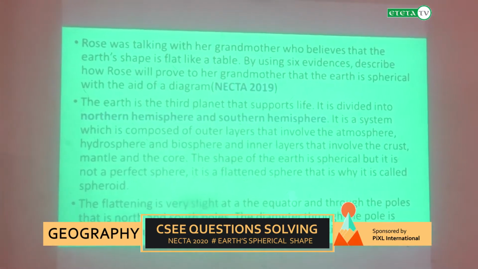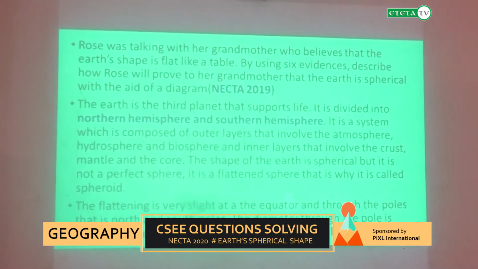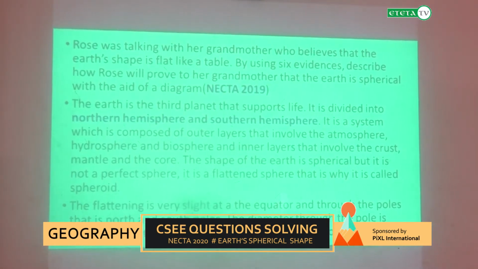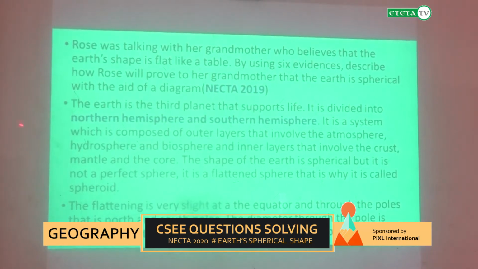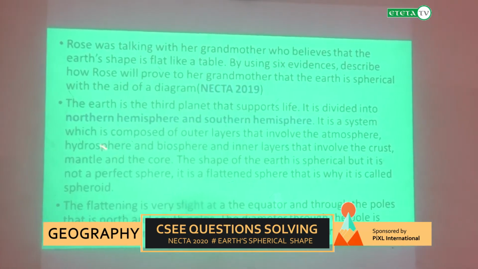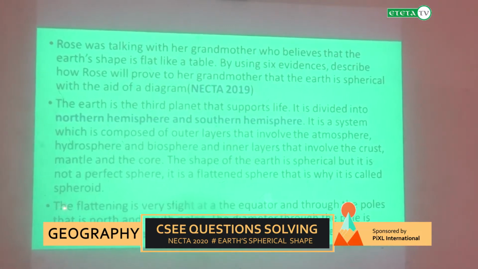That's why here the distance is greater than that distance here. So it is a flattened sphere. That's why it is called a spheroid. You were supposed to put all these things in paragraphs together.